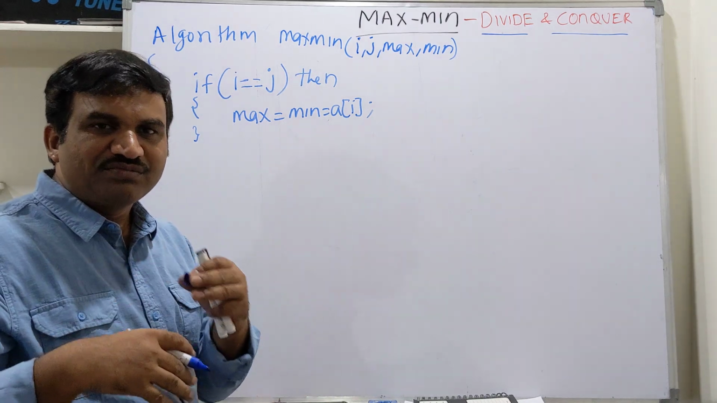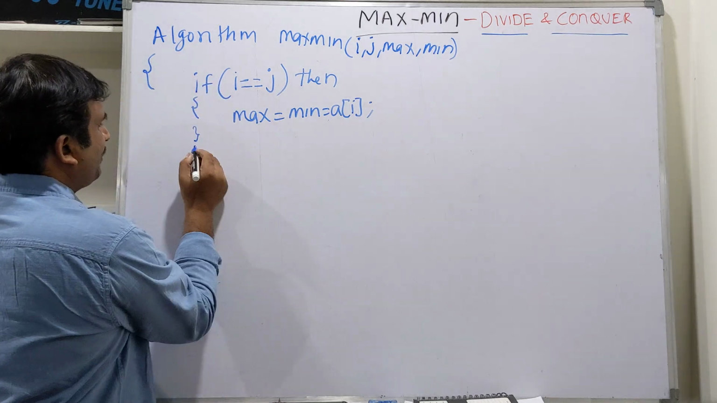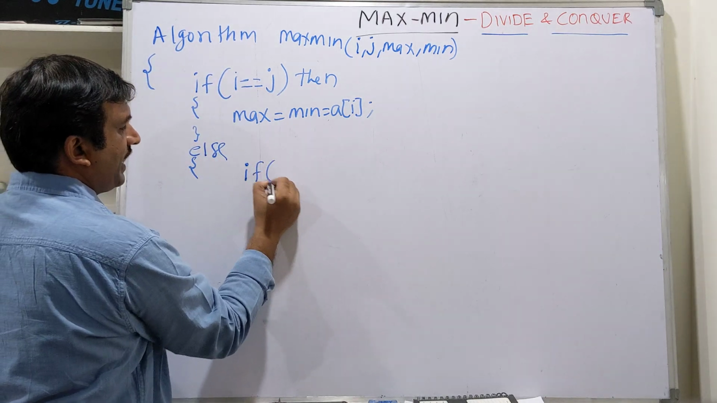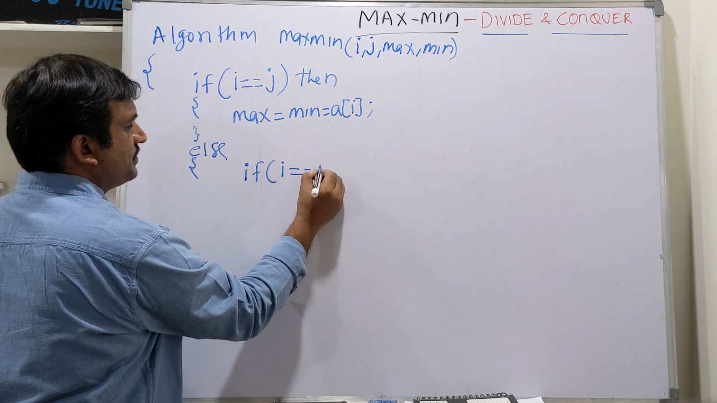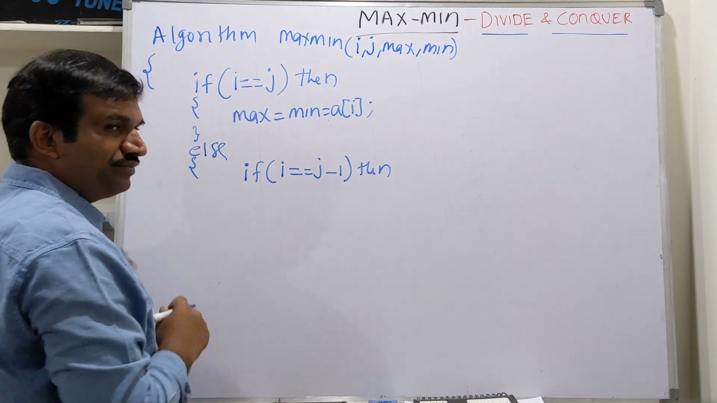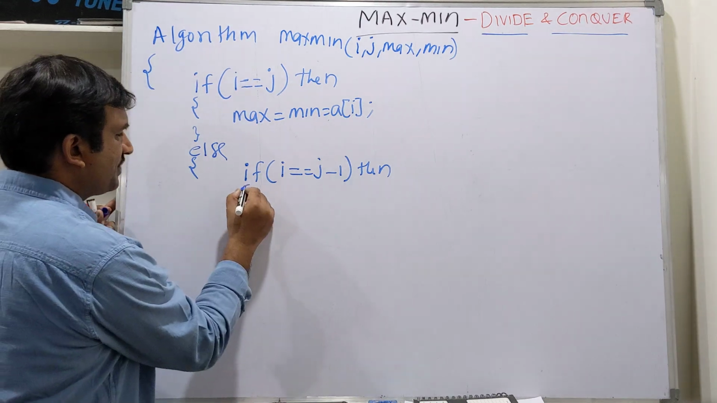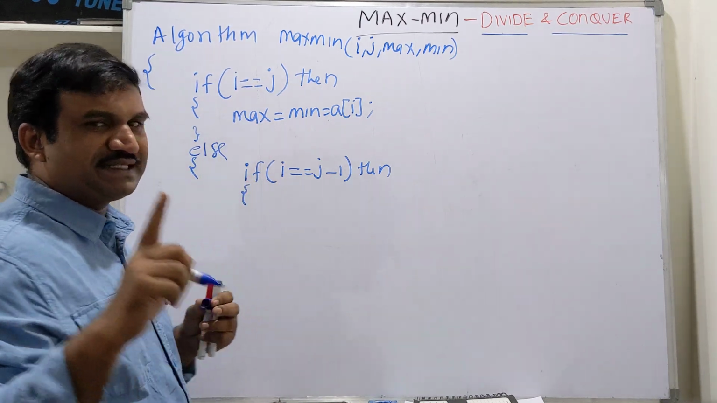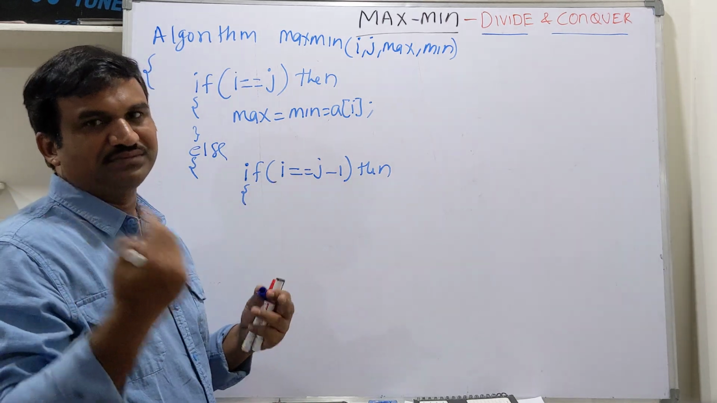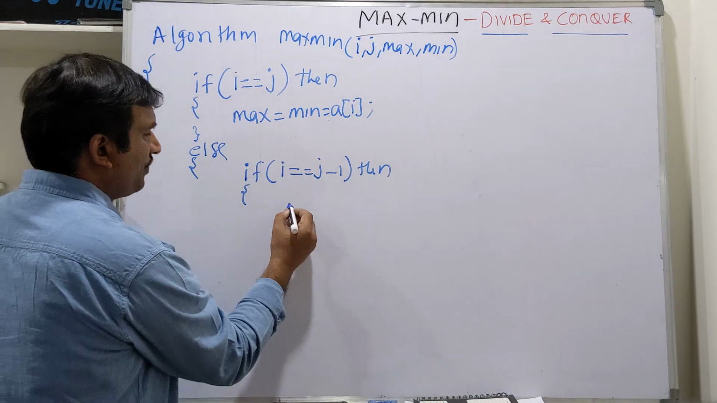Assume that we have two elements. Then what will you do? Else, if i is equal to j minus 1, then what will you do? If i is equal to j minus 1, it means we have two elements. The first index is 1 and the second index is 2. 1 is equal to 2 minus 1. The result is true. Then what will you do?